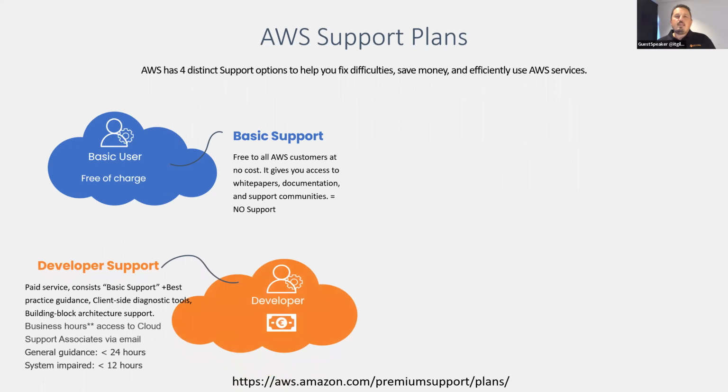Above the basic one is developer support, and in developer support, we have to pay a little bit. You can check all these support plans on the AWS Premium Support plans page on amazon.com. Here in developer support, when we open a ticket or when we have a problem, we get a reply in business hours. If you're asking for general guidance, they will reply in under 24 hours. If you have a really critical issue, then they will respond within 12 hours.